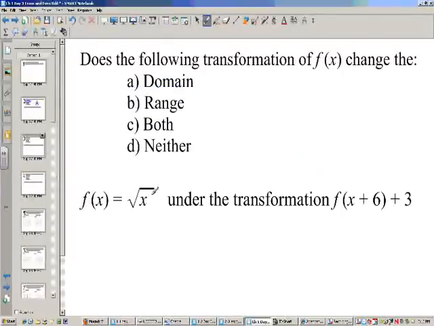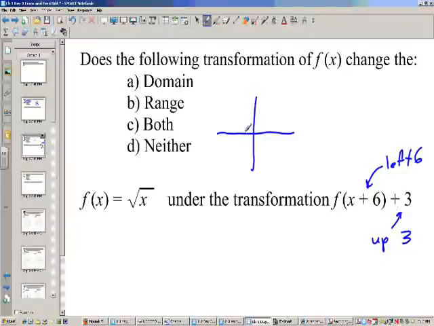Now if we take this function, square root of x, this would move it to the left 6, and this would move it up 3. So if I go to the left 6, up 3, and now I make the graph.